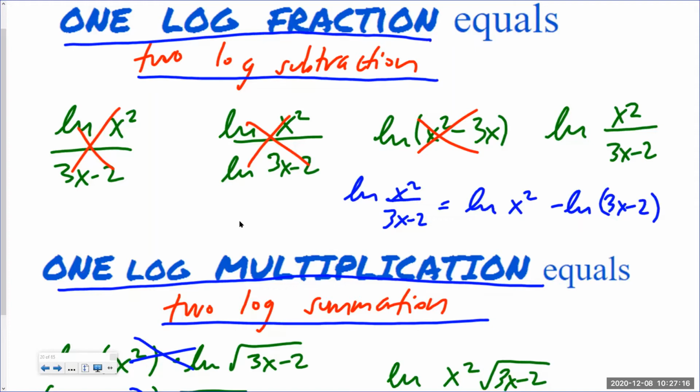That'll help you. But you also have to understand really what it's saying. So what is 1 log fraction? This is ln, and it's a fraction. But this actually isn't 1 log fraction equals 2 log subtraction, because that applies when the ln actually applies to the whole fraction, not just the top. So this is 1 log fraction equals 2 log subtraction. Over here, this is 2 log fraction. Do you see that? And that's not the rhyme.